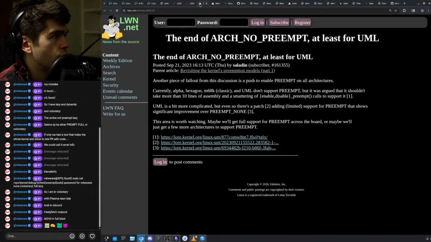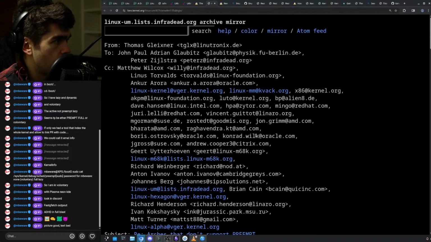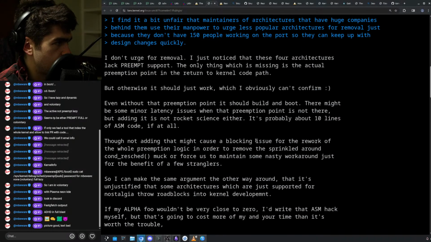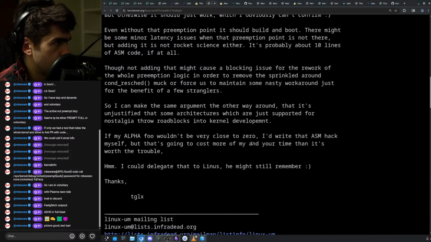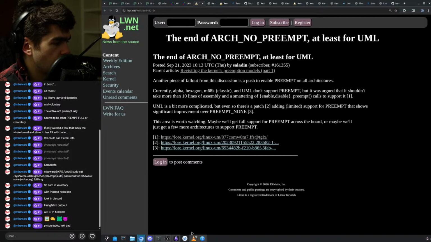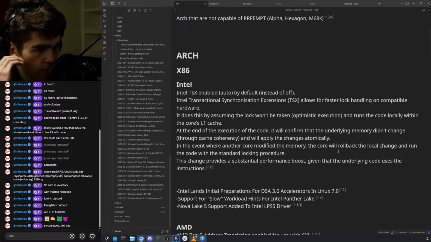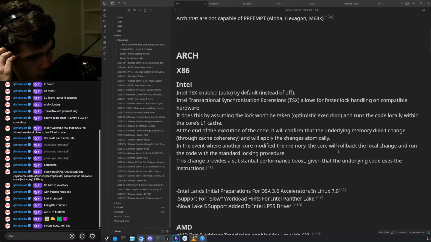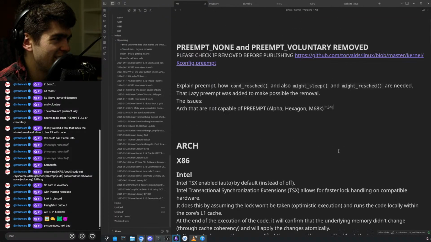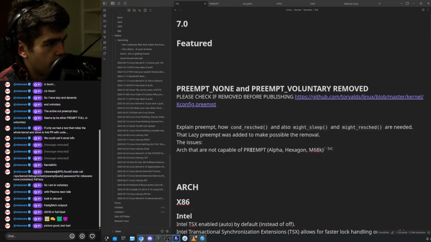First of all, that's a great source, okay? Because it points to all of these. And these are cool too. Anyway, let's just link this first. Picture good, text bad. Alright. Arches not capable of preempt.